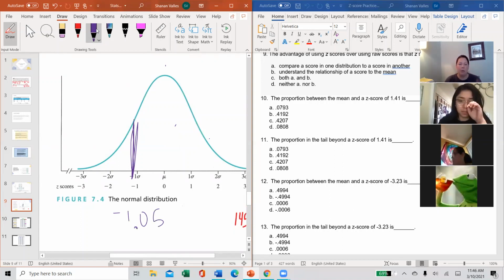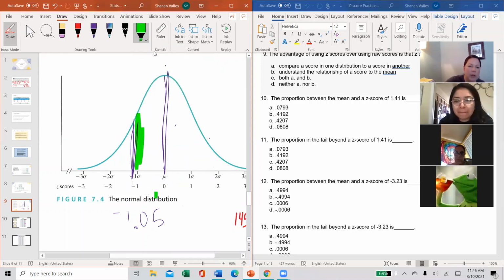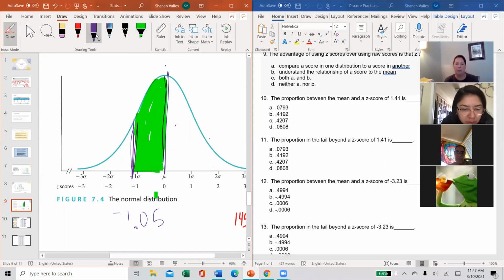If we're looking at the proportion in between that z and the mean, it's going to give us all of this in here. This is the proportion that it's telling us. And what is that value? What is B column? Can someone tell me? Is it 0.3135? I think that's what it said.